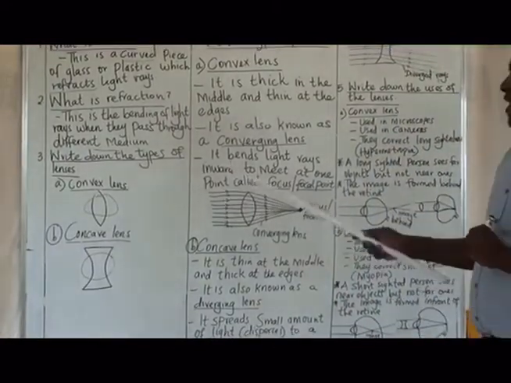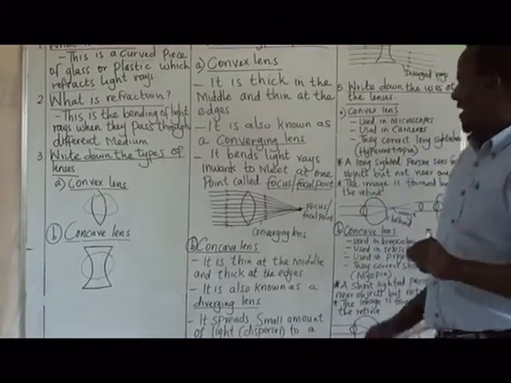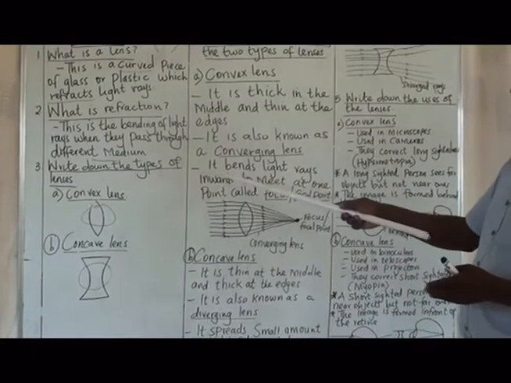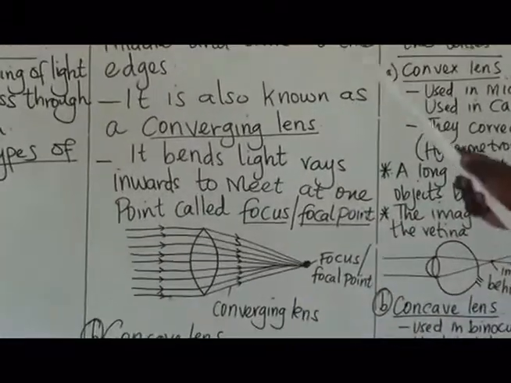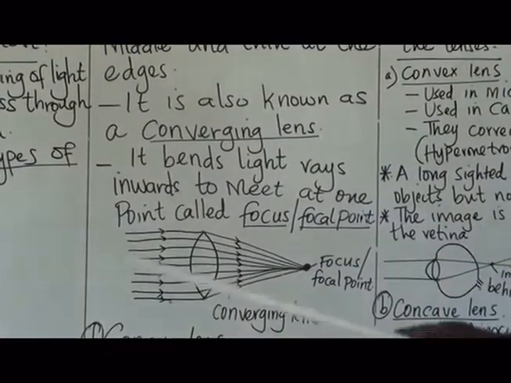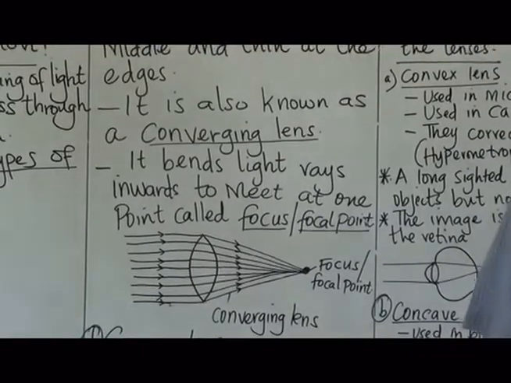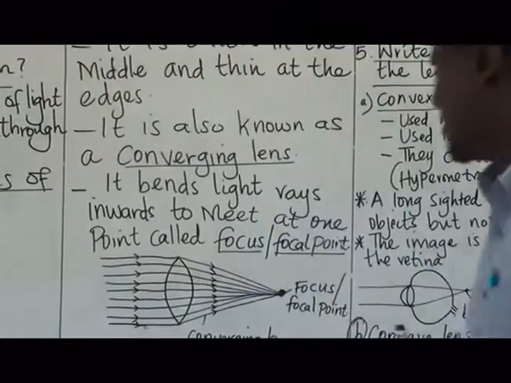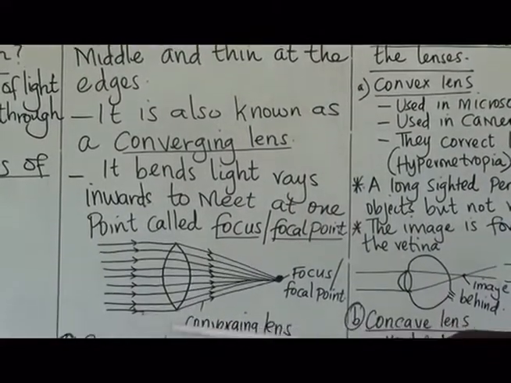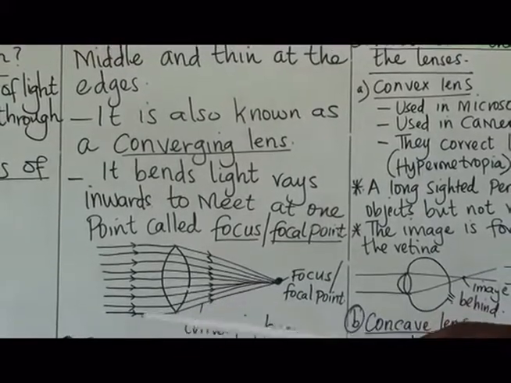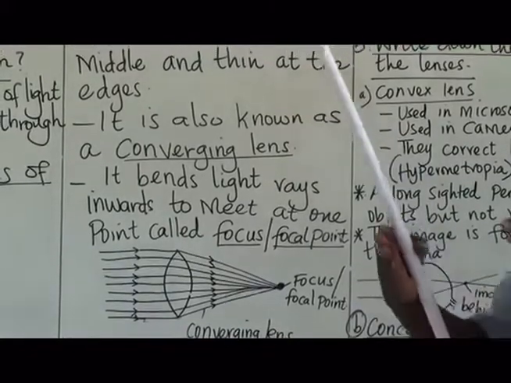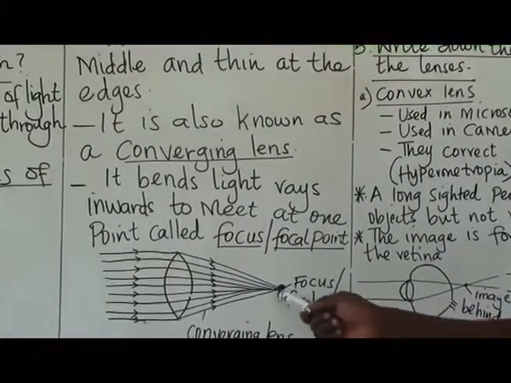Thirdly, a convex lens, as we said earlier, is converging, meaning bringing light together. So the third characteristic of a convex lens is that it bends light rays inwards to meet at one point. Look at the behavior of these light rays. Before they pass through this convex lens, they were straight. But after passing through the convex lens, the light rays were bent. Where were they bent towards? They were bent inwards, and at the end, they met at one point.